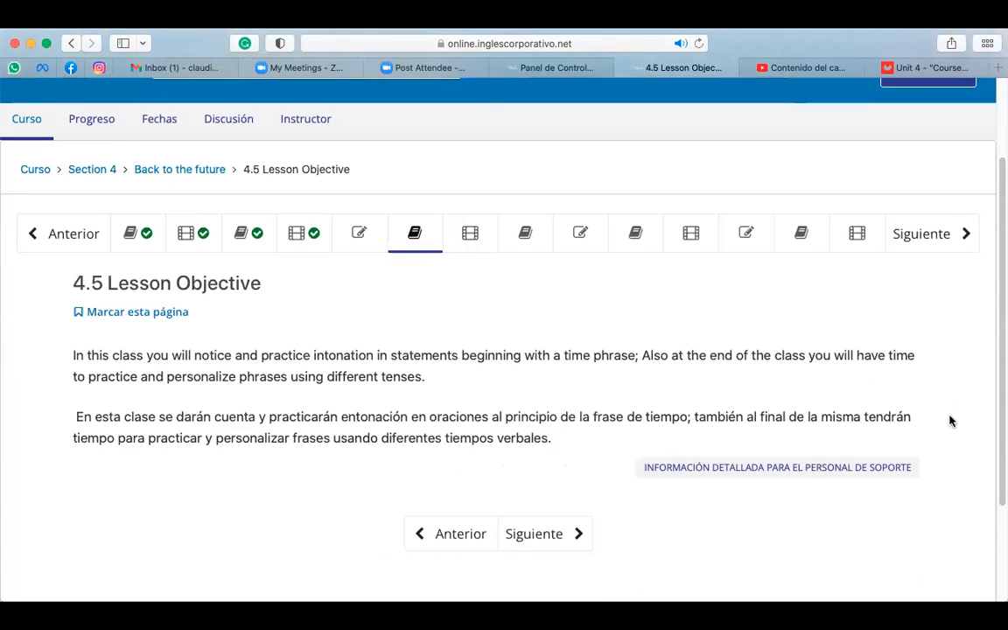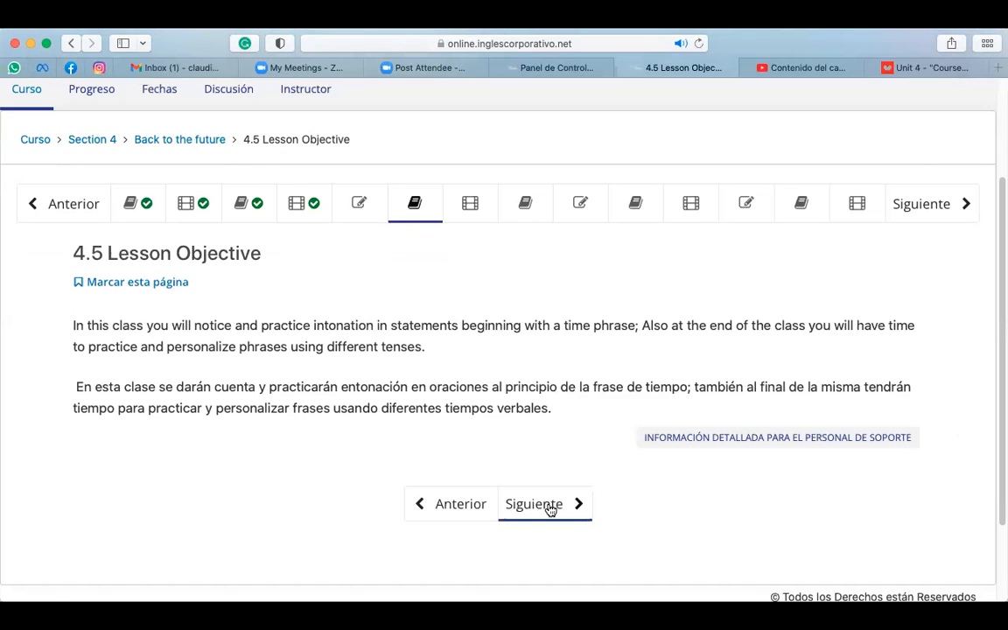Okay, let's move to 4.5. In this class, you will notice and practice intonation in statements beginning with a time phrase. Also, at the end of the class, you will have time to practice and personalize phrases using different tenses. En esta clase, se darán cuenta y practicarán entonación en oraciones que empiezan con una frase de tiempo. También al final tendrán tiempo para practicar y personalizar frases usando diferentes tiempos verbales.